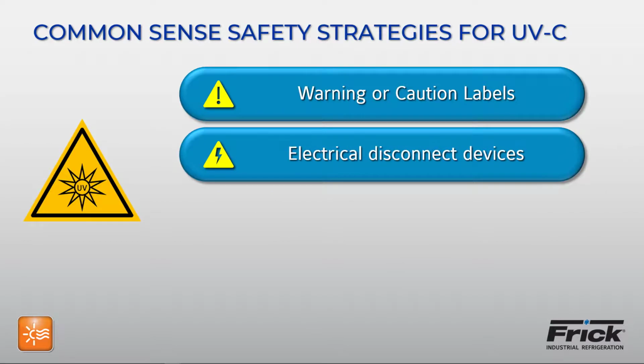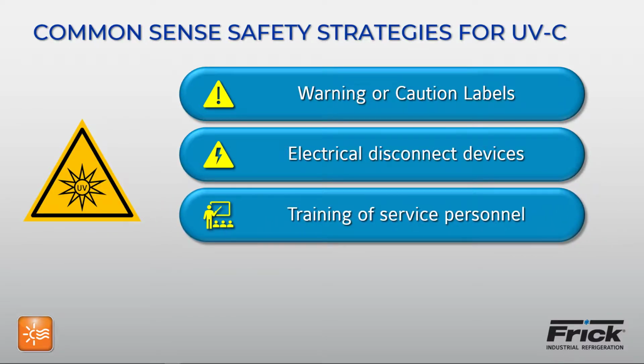Install electrical disconnect devices on AHU lamp sections so that the opening of any access point de-energizes the UVC system. You may include door safety switches or a lockout-tagout feature to keep the AHU closed until the UV lamp power has been disconnected. These safety devices should never be overridden. And one of my favorites, training of service personnel. Train them to never look directly at UVC without adequate eye protection.